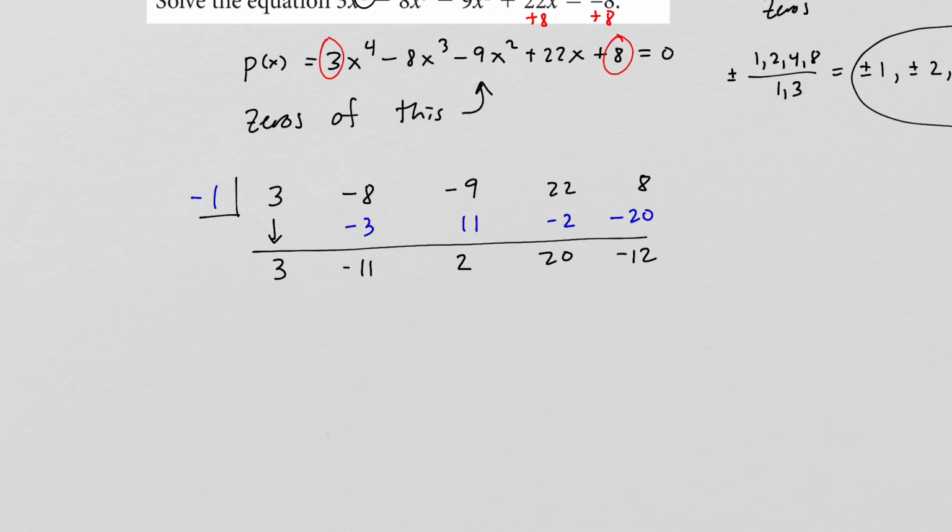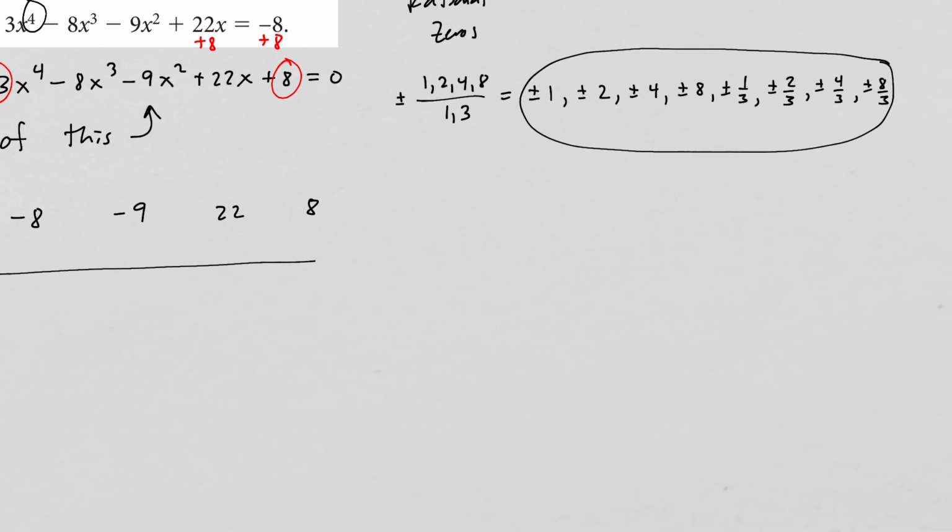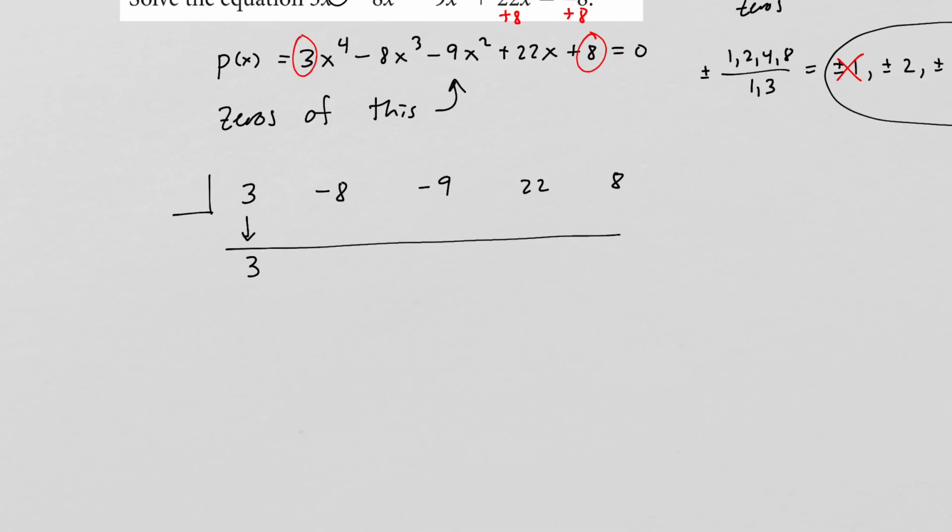Now, the reason I'm picking ones that don't work is because I want you to understand that this is likely how it will be for you when you're doing homework. You don't always guess the right answer on the first try. So you might be doing a little bit of erasing. So negative 1 and positive 1 both did not work. So next I'm going to try 2.